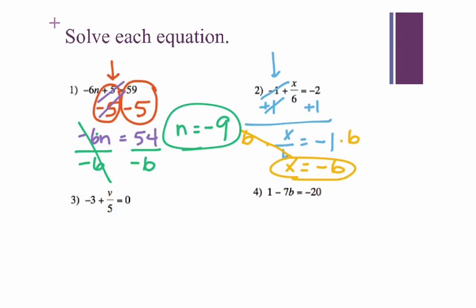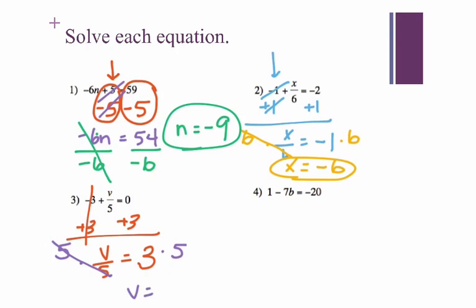All right, on this next one, I have that negative 3 out front, so I got to add 3 to both sides. That would be the inverse operation. So I still have v over 5 is equal to 0 plus 3 is 3. Next step, I have to get rid of, divide by 5. How do I do that? The inverse, which is multiply by 5. So v is equal to 3 times 5 is 15.